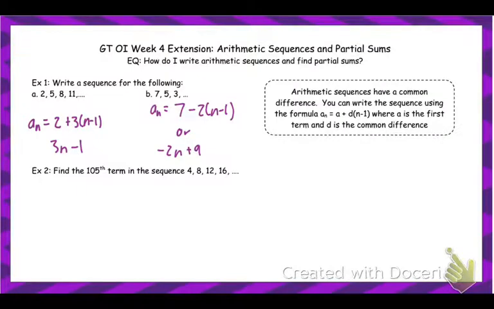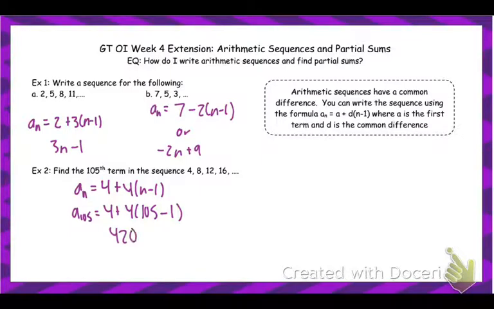So once we have that sequence, we can use it to determine certain things. In this next one, we want to find the 105th term in the sequence. Let's start by finding the nth term. So a sub n is going to be the first term plus the common difference, which is adding 4 each time. Then if I want the 105th term, I'm going to plug in 105 for n. Plug that in, that's going to be 4 times 104 plus 4, which is 420.